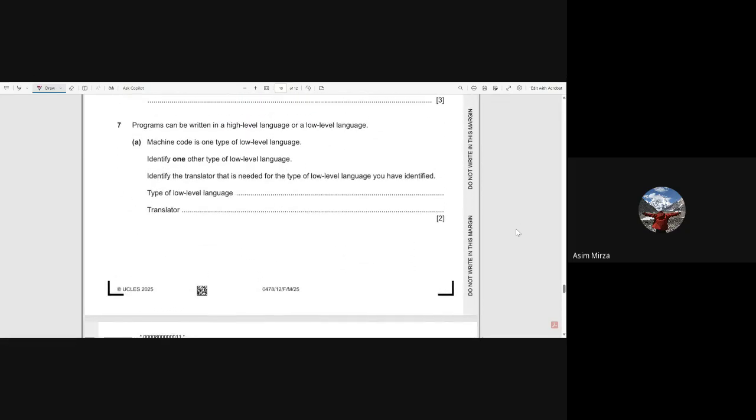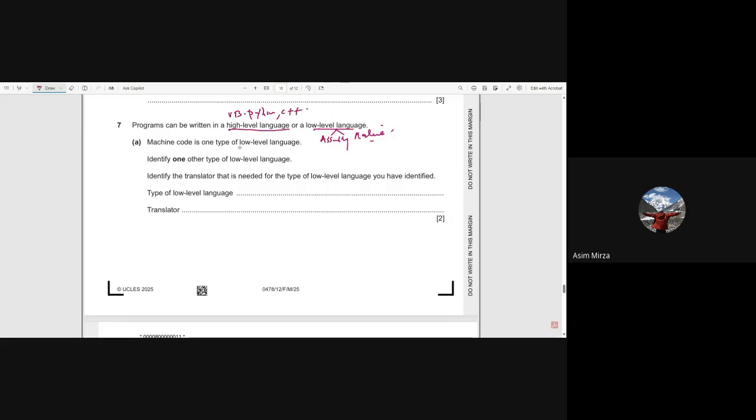Question number 7. Programs can be written in a high level language or a low level language, right? High level languages are those where the programmer writes the code in English words, for example input, output, print, if, then, else, etc. Low level languages are assembly language and machine code, right? And high level languages can be Visual Basic, Python, Perl, C++, etc.